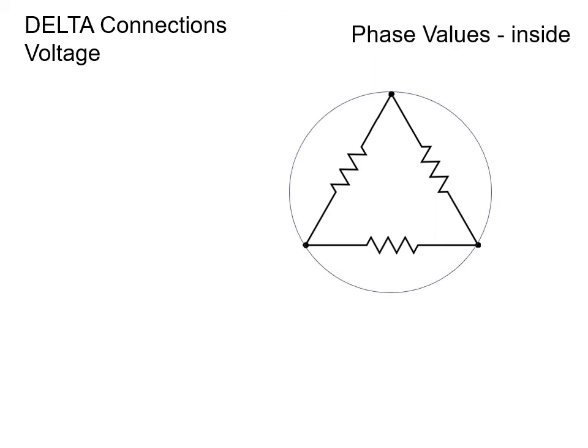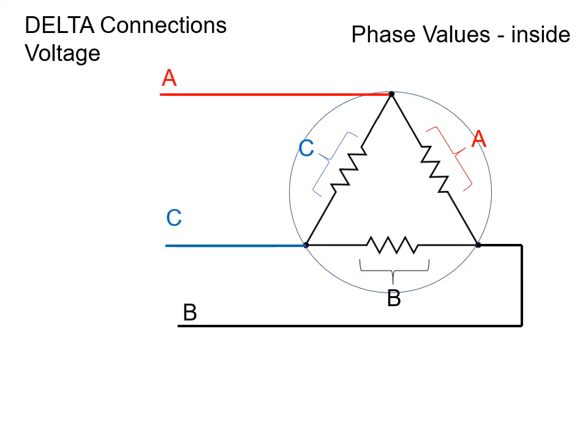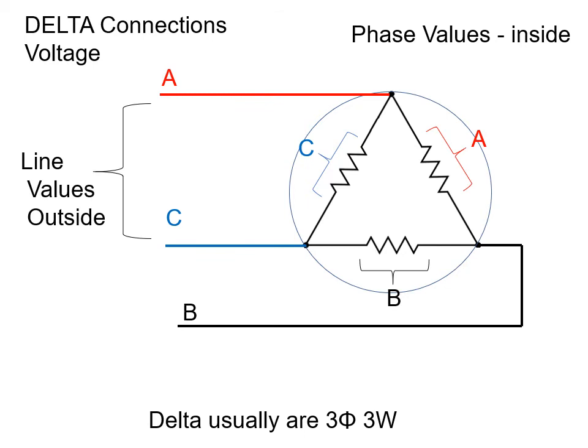Let's take a look at delta voltages first. Here, we've connected 3 resistors in a delta configuration. Again, I'm going to draw a circle around the delta. And everything that's inside the circle is a phase value. So I have phase A, phase B, and phase C. Again, I could have easily used 1, 2, and 3. When I bring my lines out to feed my phases, again, these are now outside the shape, so now these are my line values.